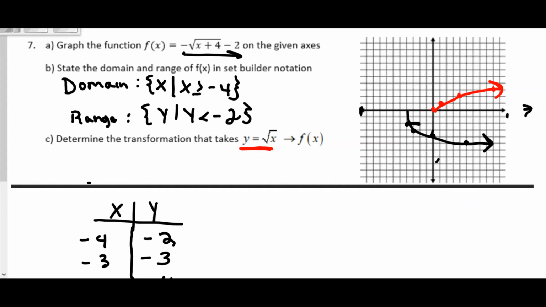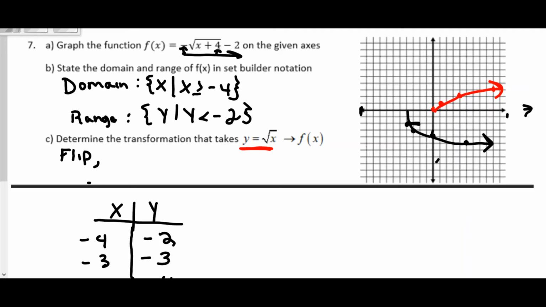So the first thing we come to is our negative sign in the front of our function. That negative tells us that we flipped it over the x-axis, and clearly our parent graph's square root of x and our transformed graph are mirror images of each other. They're flipped. So flip.